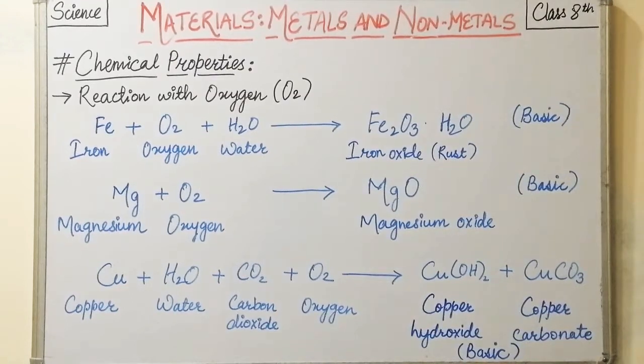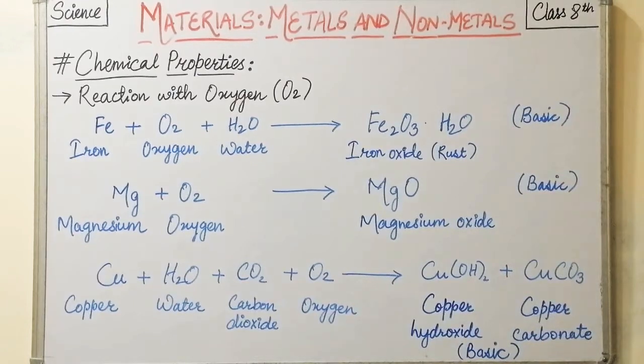Now they are a mixture of two different compounds, that is copper hydroxide, Cu(OH)2, and copper carbonate, that is CuCO3. Now you can see that I have written down basic thrice in the bracket. So this basic is nothing but the nature of the metal oxides. The metal oxides which are formed are basic in nature.